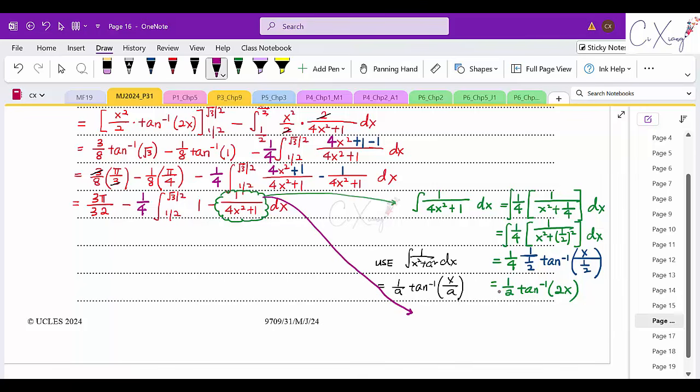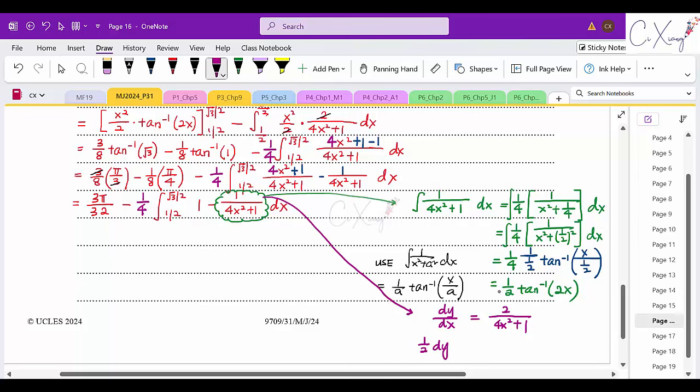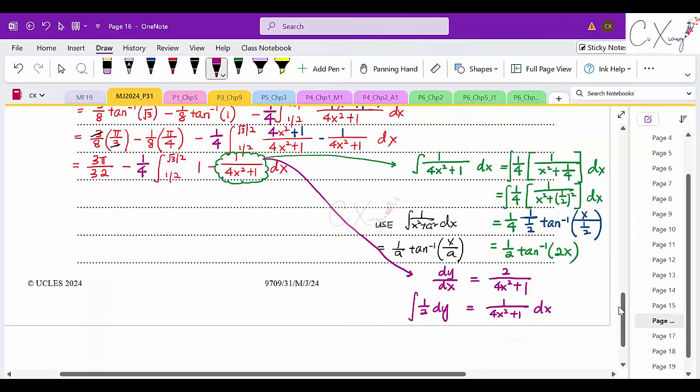Okay, so just now in part A, I know that dy/dx can be written as 2 over 4x squared plus 1. I bring the 2 over, keep the dy. Then I bring the dx over. You can see that I successfully separate the variables. Then you integrate them. And I want to know what is the integration for 1 over 4x squared plus 1, right? So this part I don't touch it.